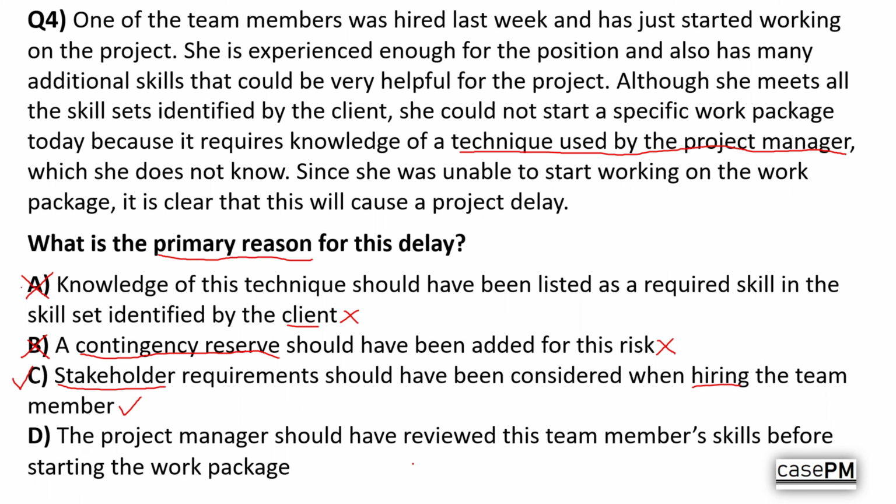Now, option D. The project manager should have reviewed this team member's skills before starting the work package. This would have helped earlier detection and allowed reassignment or quick training, potentially reducing the delay. But it's still a downstream control. The primary reason the delay exists is that the hiring criteria didn't reflect stakeholder or project manager requirements in the first place. This is a contributing factor, not the root cause. So we will eliminate this option.